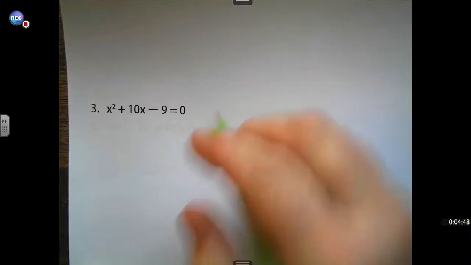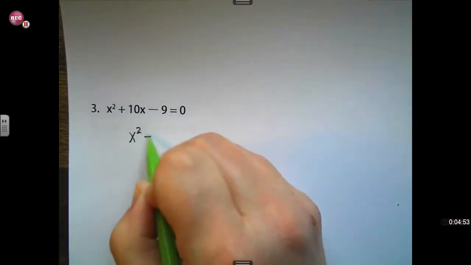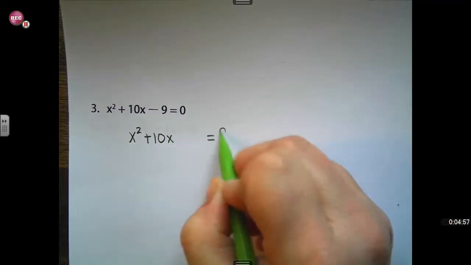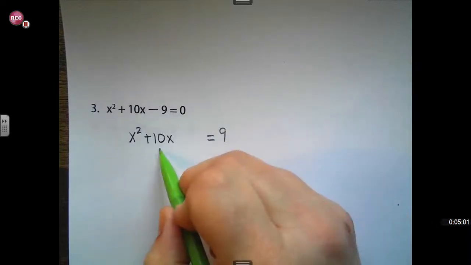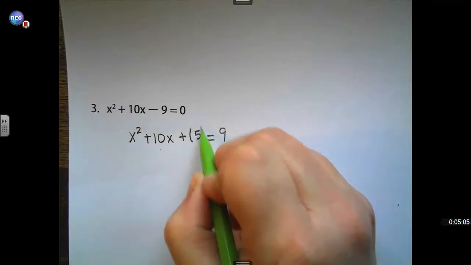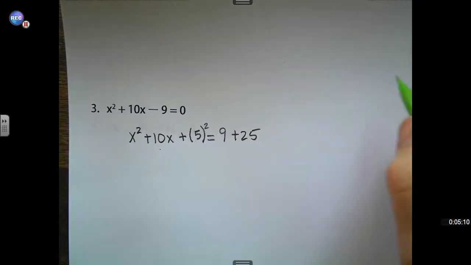So what do we do first? We move that 9 to the other side. We have x squared plus 10x, leave some space, equals 9. And then we take half of 10, which is 5, and we square it and add it to both sides.